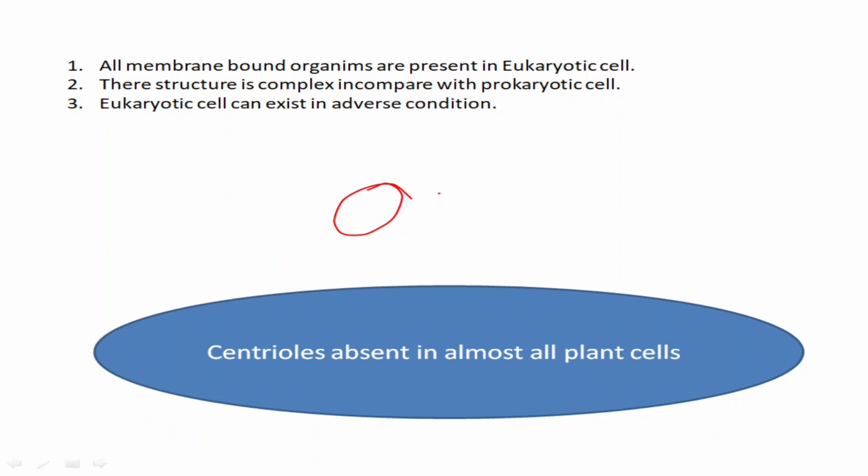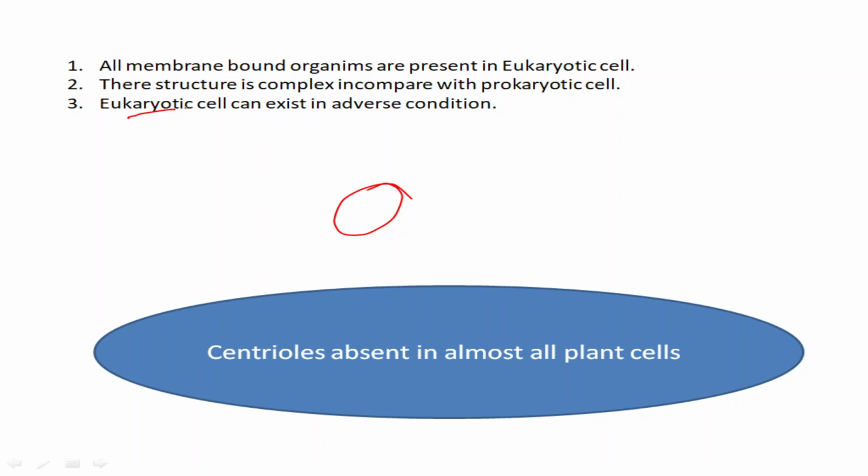Because the eukaryotic cell has a complex nature, it is very different from the prokaryotic cell. Now, eukaryotic cell can exist in adverse conditions. As you all know that eukaryotic cell has a well-defined nucleus and all membrane-bound organelles and many other such advantages and structures present in the eukaryotic cell which help it in withstanding adverse conditions.